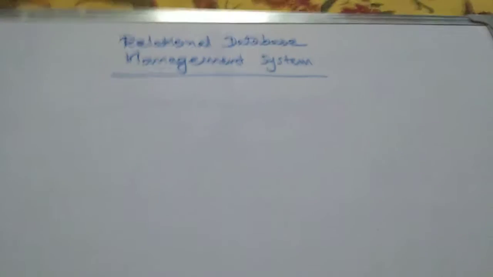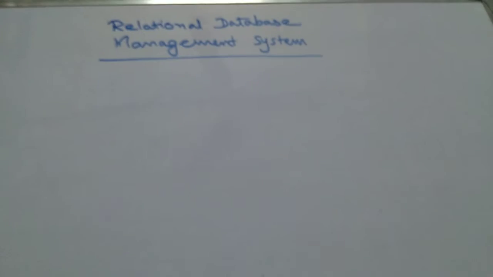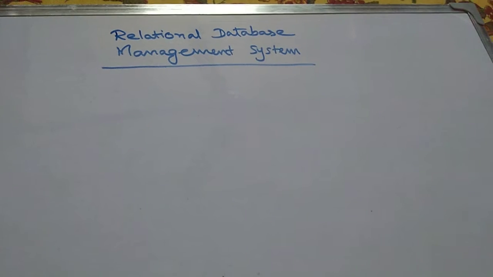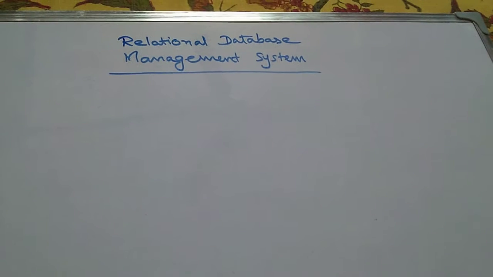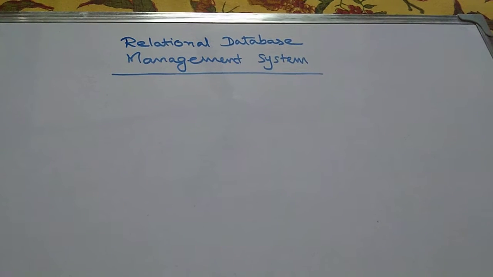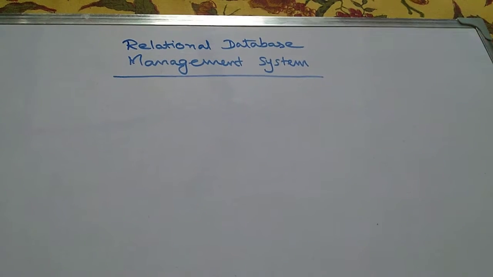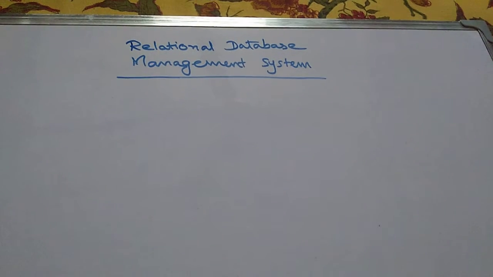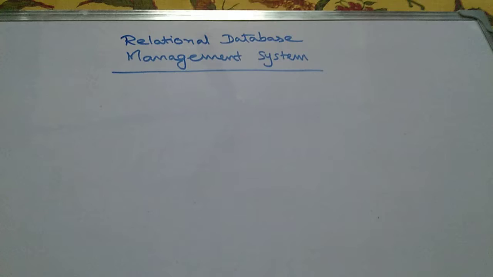So what is relational database management system? Relational database management system is a type of database management system which is based on the relational model that was introduced by Edgar F. Codd of IBM's research laboratory.